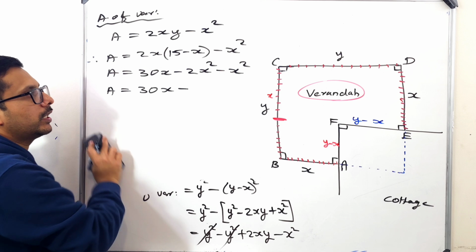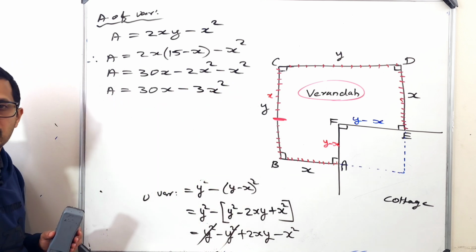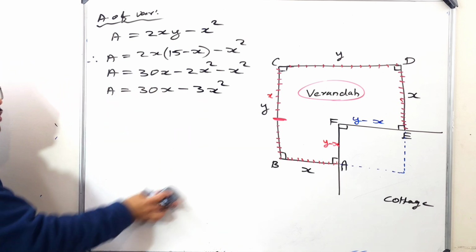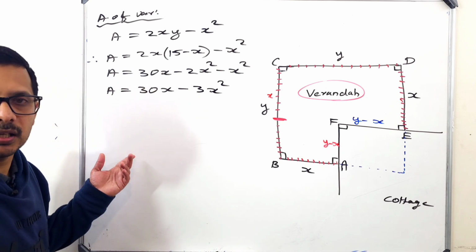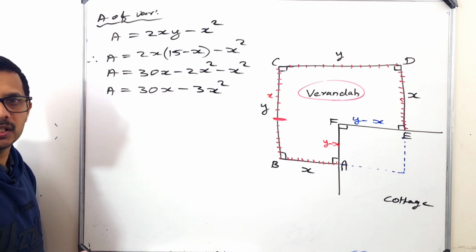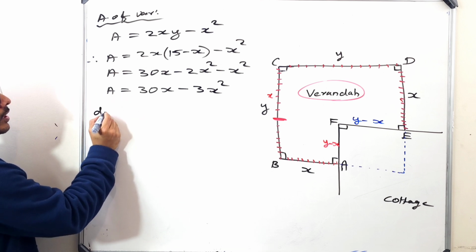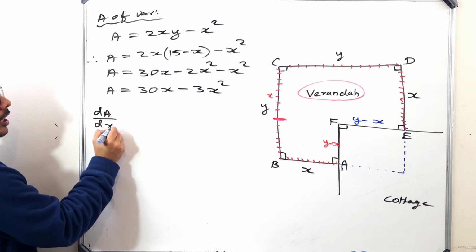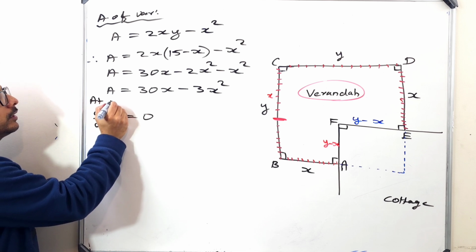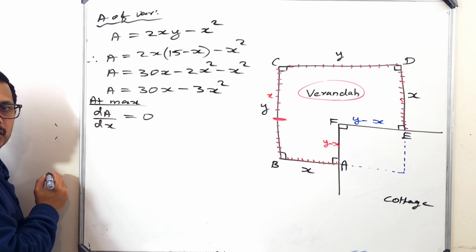Is it not that one? Minus 3x square. So that is the area of the veranda. But our question is to find the maximum area. Okay, so we know that at maximum and minimum, the first derivative is equal to 0. So here, the first derivative of the area with respect to x is equal to 0 at maximum.